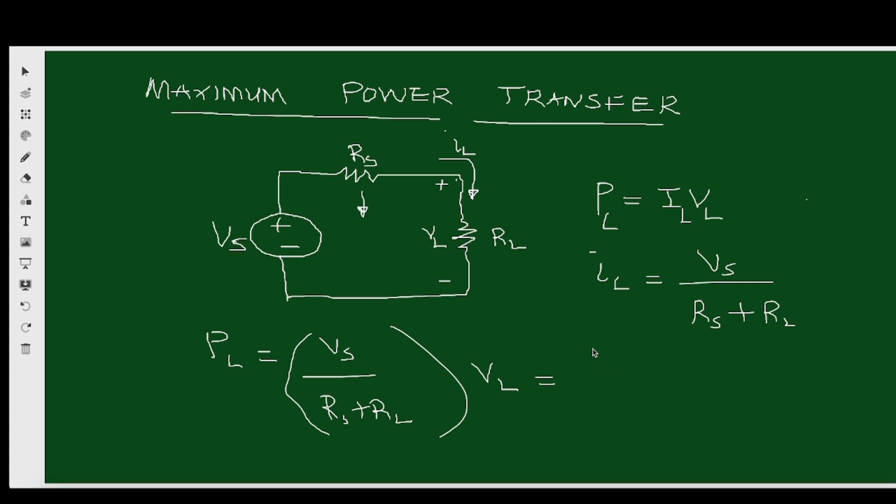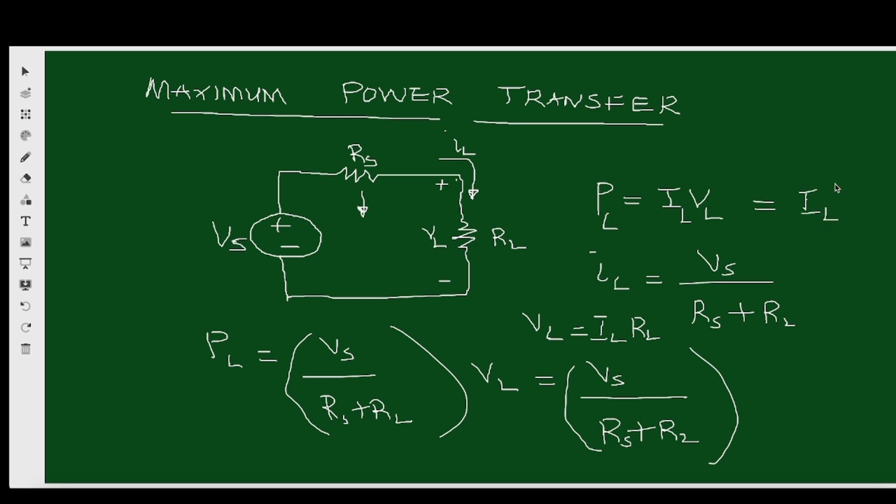And according to Ohm's law, VL is equal to IL multiplied by RL. So if I put that here, I will have Vs over Rs plus RL, squared, because I have another IL here. So this becomes IL squared, then multiplied by RL. So this is the equation representing the power delivered to the load.